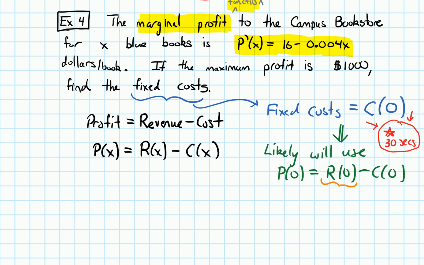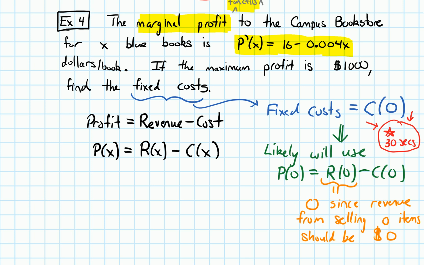Alright, so hopefully you've done that. Hopefully you paused there for about 30 seconds to try to determine what R of 0 is. But R of 0 is just 0, since the revenue from selling 0 items, in this case 0 blue books, because we're plugging in X equals 0, should be $0. If we sold no items, then we haven't made any revenue. Okay, so R of 0, we can sort of just logic out that way.